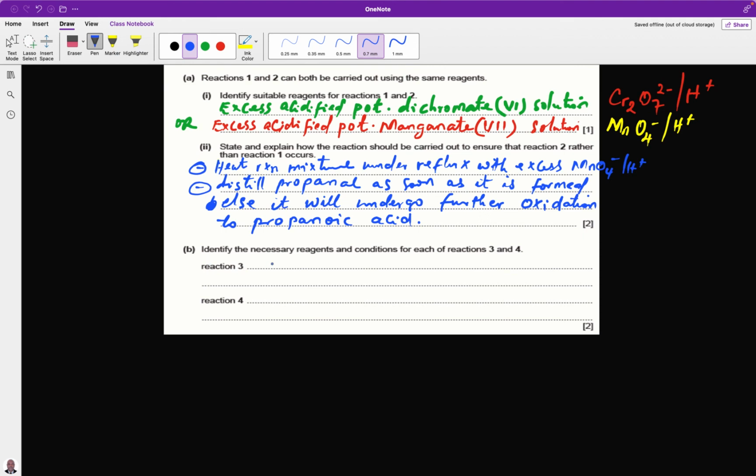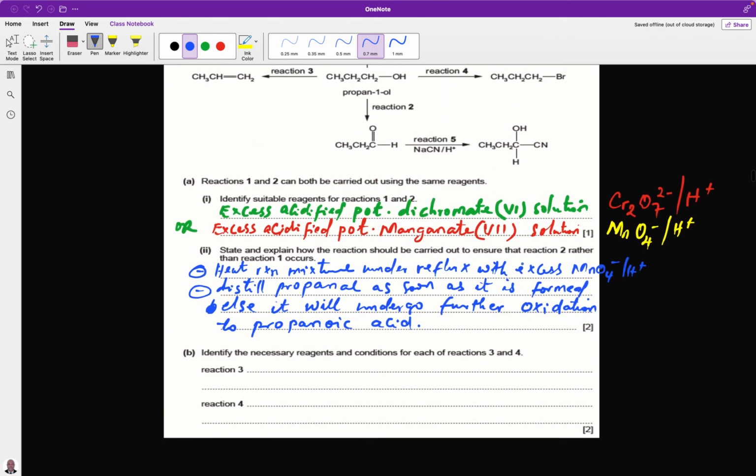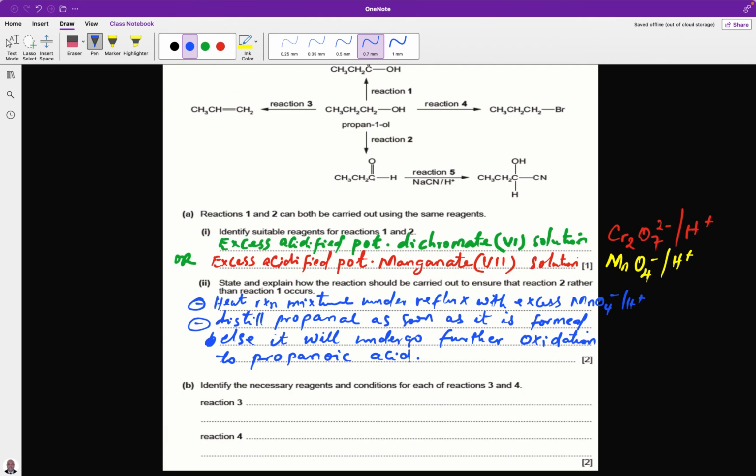Identify the necessary reagents and conditions for each of reactions 3 and 4. Which are reactions 3 and 4? Reaction 3 will undergo dehydration, using what? Using excess concentrated sulfuric acid.